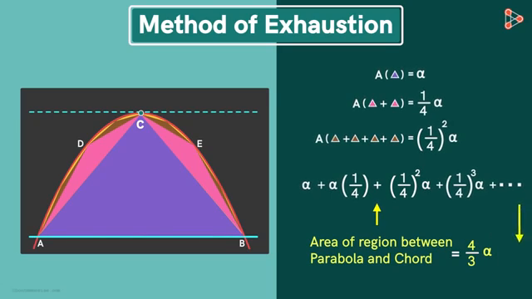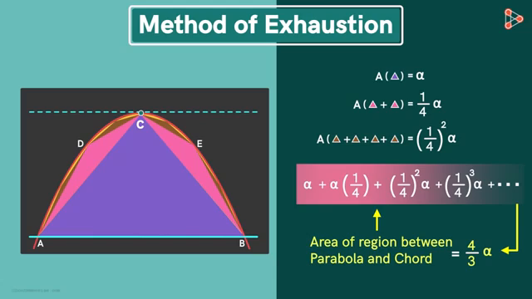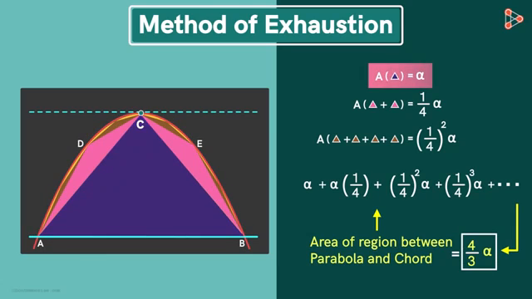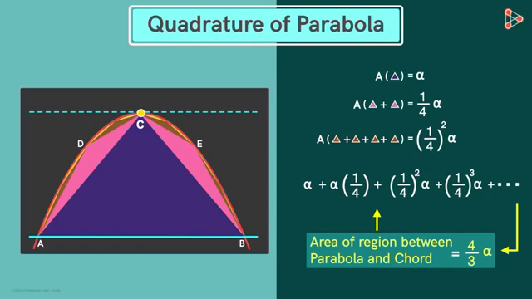Note that I said approaches here. As we saw previously, we cannot add infinite terms manually. As we keep adding the terms, we can only find whether the sum approaches a number or not. So we get the area bounded by this curved line and this chord to be 4/3 times the area of this triangle. Note that this is the point at which the tangent is parallel to this chord. This result proved by Archimedes is called the quadrature of parabola.